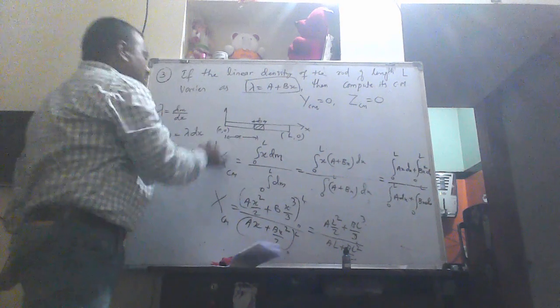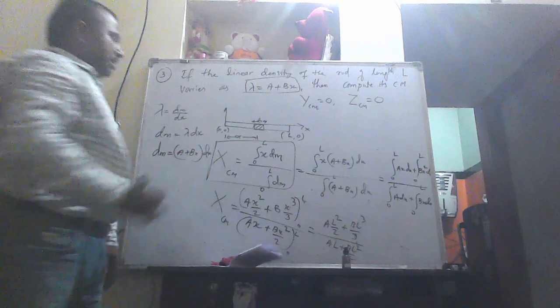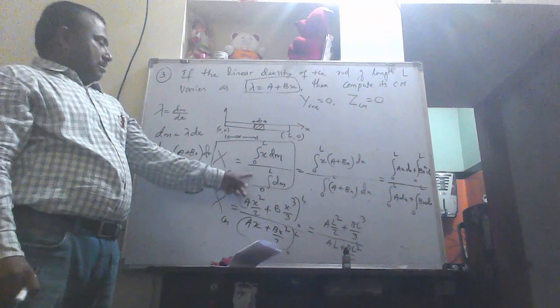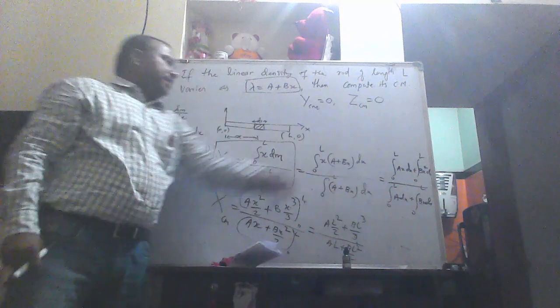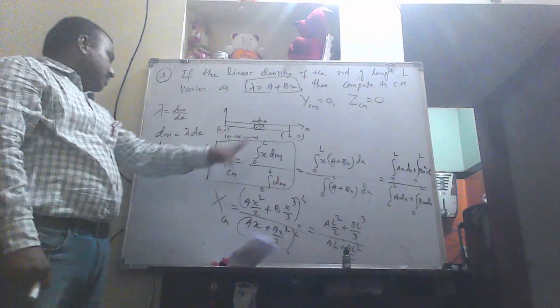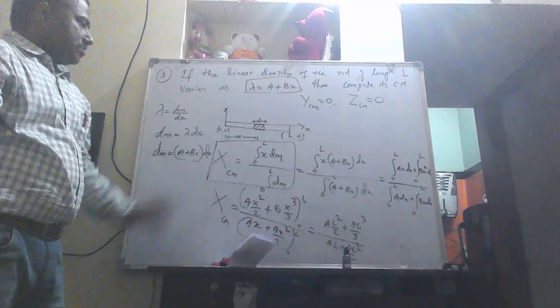Here I have used the third formula which I told you early, during the start of the class. This formula. Other coordinates are 0. Otherwise I would have taken those also, but only the linear density is nonzero. So this is my third problem.